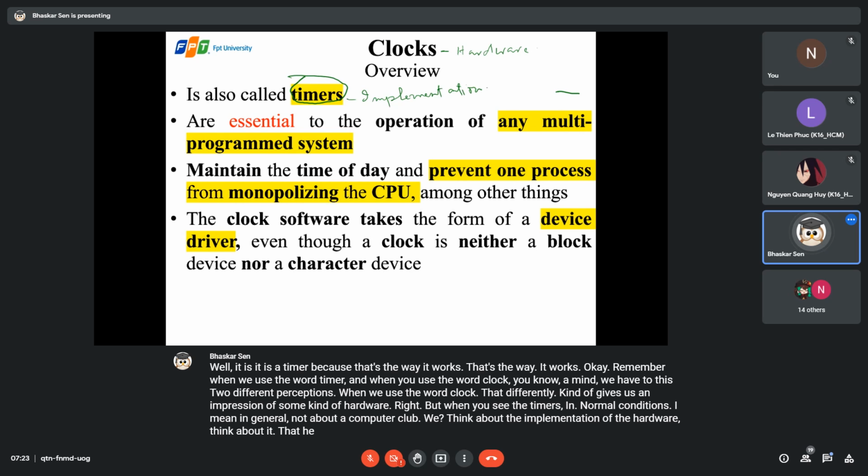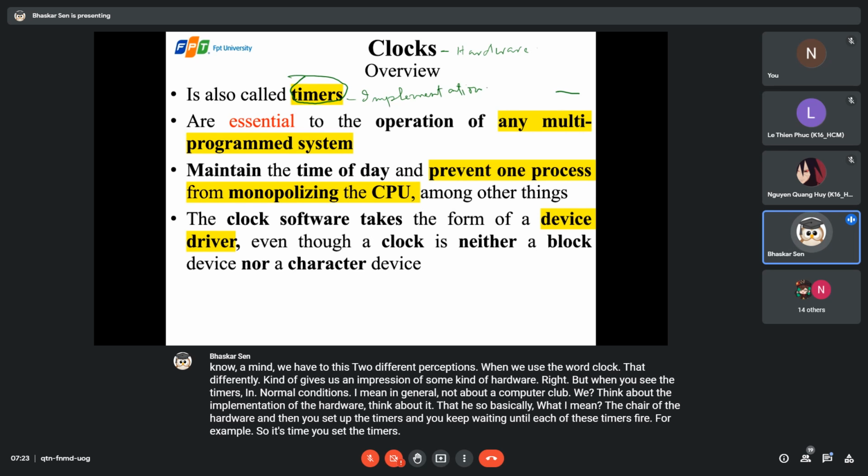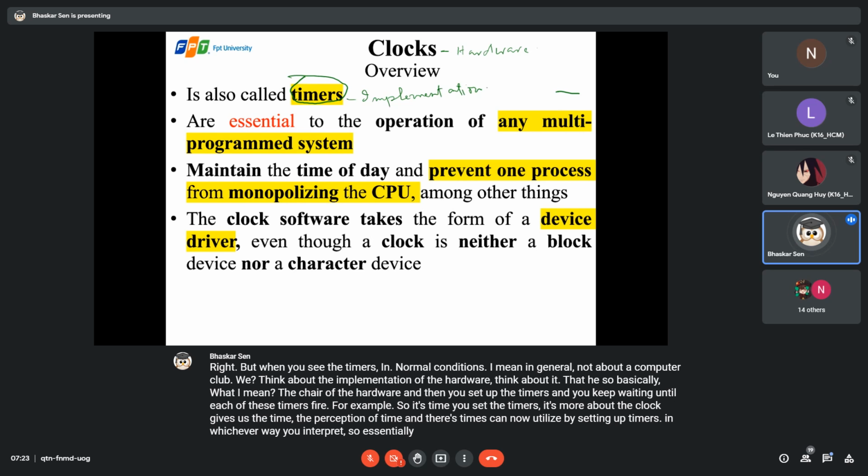So basically, what I mean is that you have the hardware, and then you set up the timers, and you keep waiting until each of these timers expires, for example. So with time, you set the timers. It's more about the clock giving us the perception of time, and those times can then be utilized by setting up timers in whichever way you interpret them. So essentially, that is what the OS is doing.